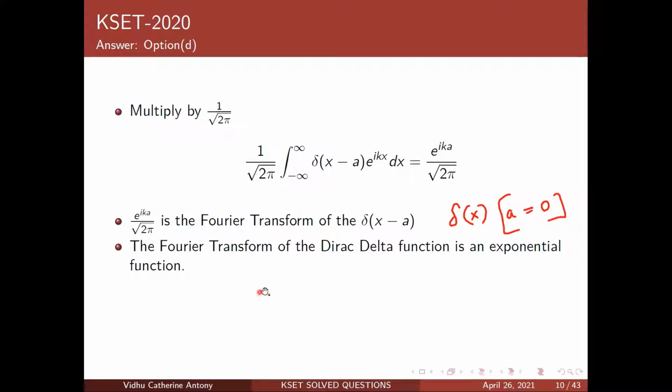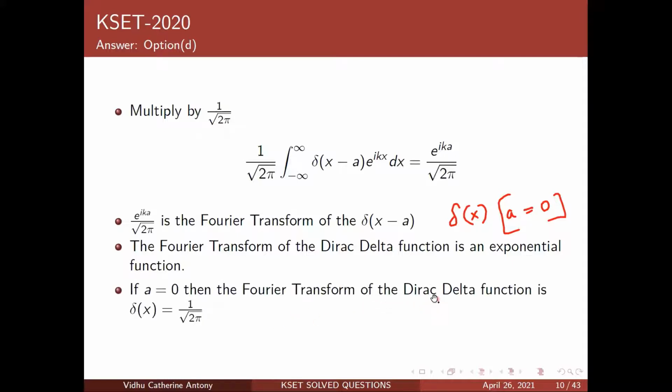So that's why I'm repeating certain things over and over again, so that it gets you the idea of what the answers are going to be, instead of wasting time during the exam to calculate it. Okay, so if a is equal to 0, this we just discussed now. If a is equal to 0, then the Fourier transform of the Dirac delta function delta of x is equal to 1 divided by root of 2 pi.